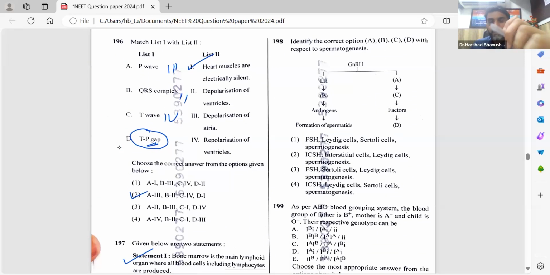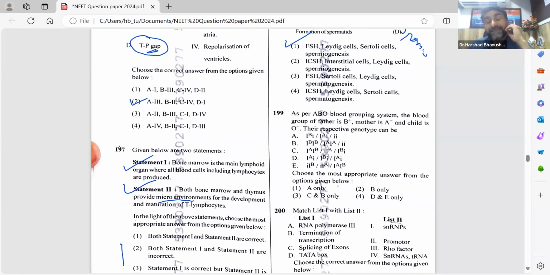In this, the GnRH helps in the production of LH. It also helps in the production of FSH. LH works on Leydig cells, whereas FSH works on Sertoli cells. And factors produced by the Sertoli cells help in the process of spermiogenesis. So A would be FSH, B would be Leydig cells, C would be Sertoli cells, and D would be spermiogenesis. This is your option number 1.